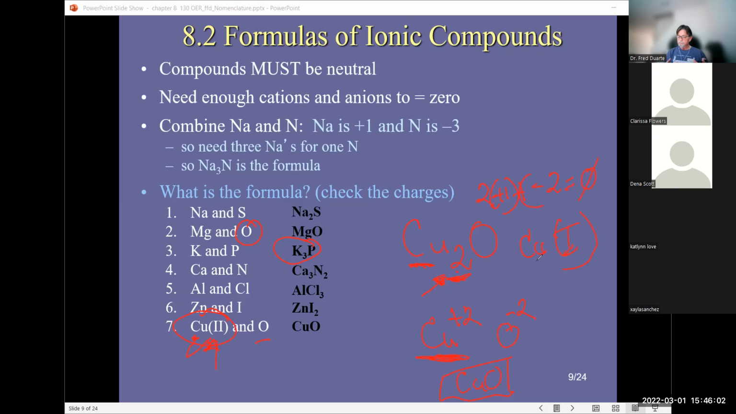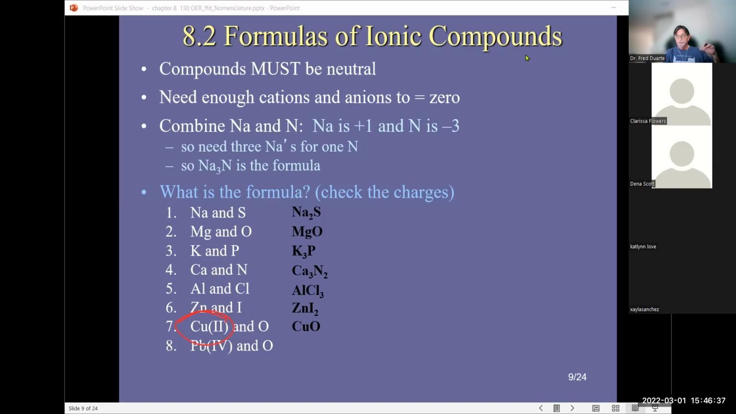But now we got some more of those coming up, to help out, because sometimes that's where the confusion sets in. What does a Roman numeral mean and who's it applied to? Remember, when you see a Roman numeral in this scenario, it applies to the metal. The Roman numeral always applies to the metal that you're utilizing, never to the non-metal.